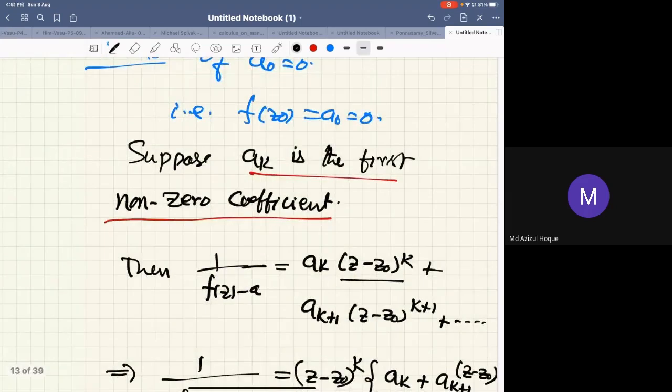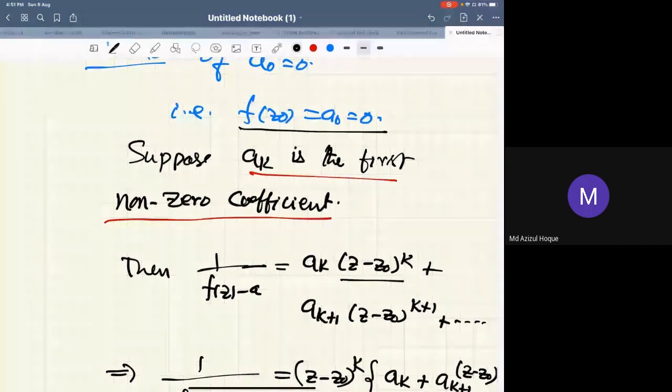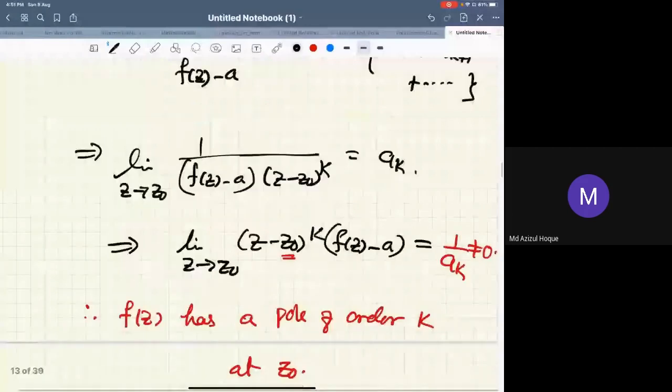Let us assume that a_k is the first non-zero coefficient in the Taylor expansion. That means a naught is 0, a1 is 0, a2 is 0, and a_(k-1) is 0. In that case, we get a pole of order k.